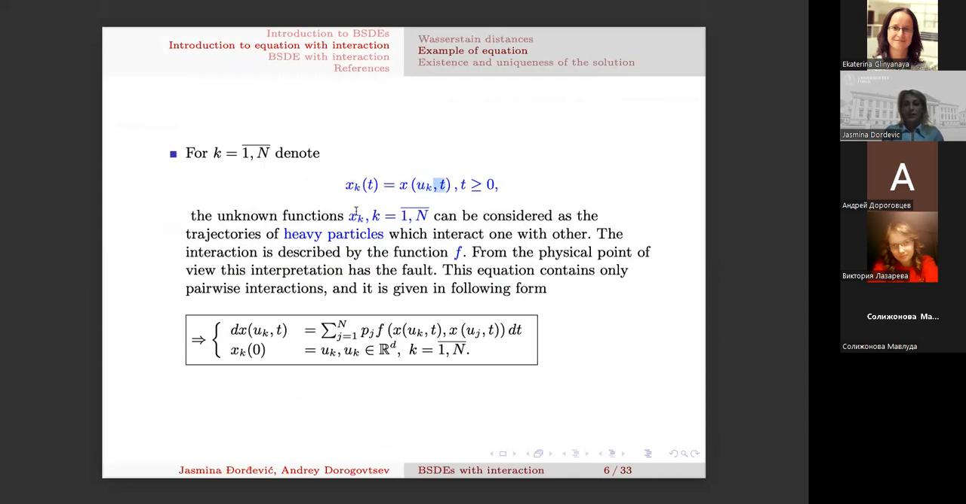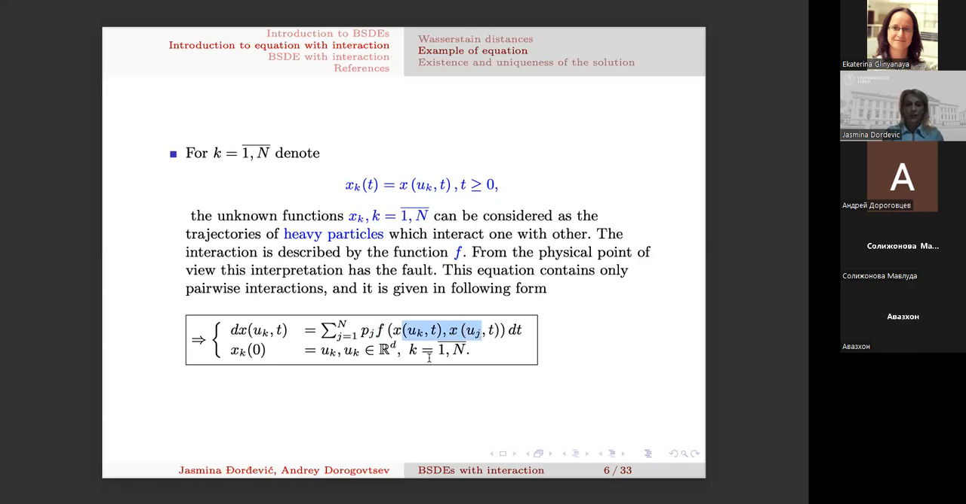These are so-called heavy particles, for these initial conditions u_k. So then the previous equation has a simpler form. Now the drift, the function f, depends only on the interaction between these heavy particles. So actually the flow of this system can describe only the pairwise interaction between these particles and not all the interactions.